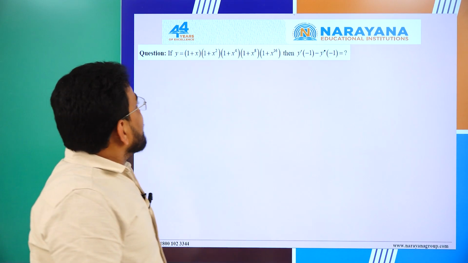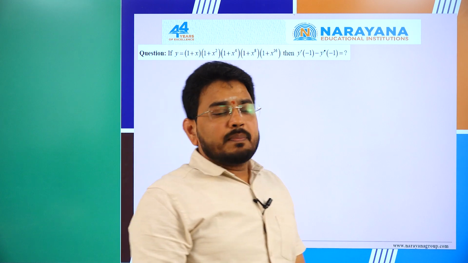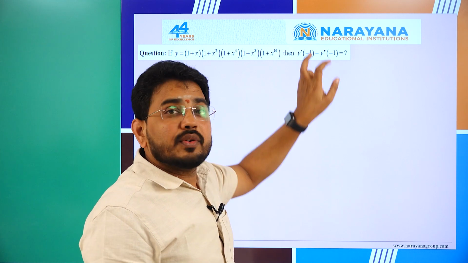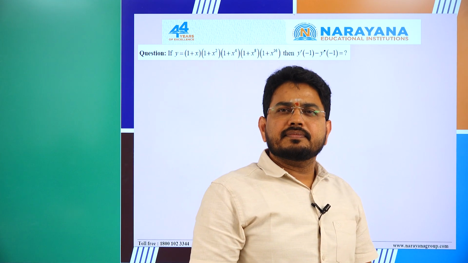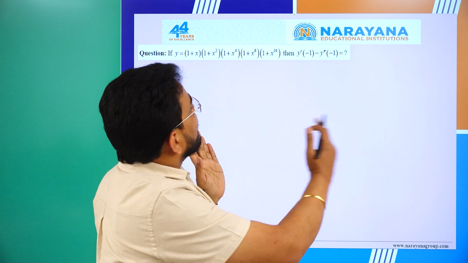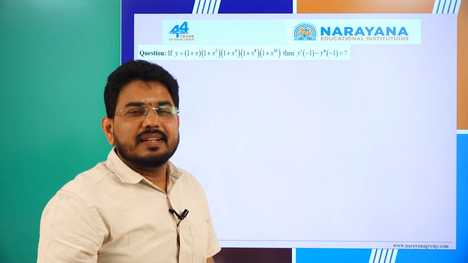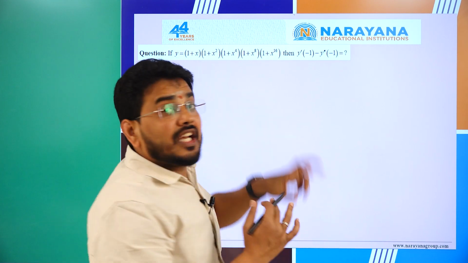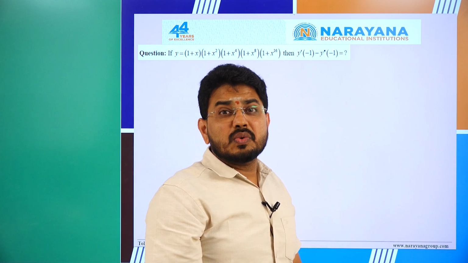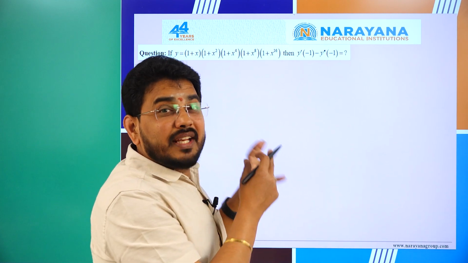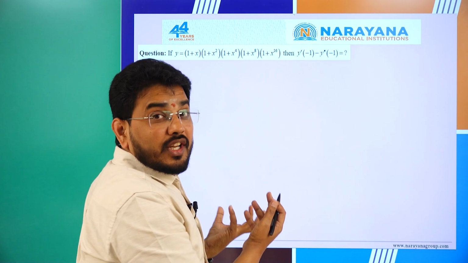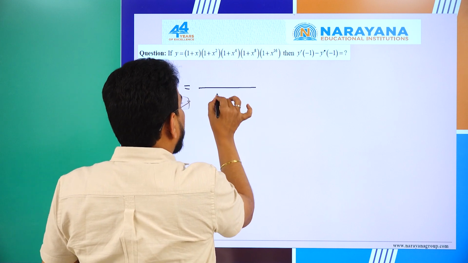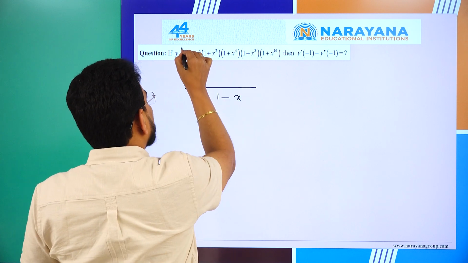y is equal to 1 plus x into 1 plus x square into 1 plus x power 4 up to 1 plus x power 16, and they are asking for the first derivative and second derivative. Straight away you can go for the differentiation, but it will become very lengthy. Sometimes you can take the log and differentiate, that is also okay. But for this one, as we discussed in general, whenever it is in this particular form, divide with 1 minus x and multiply with 1 minus x.